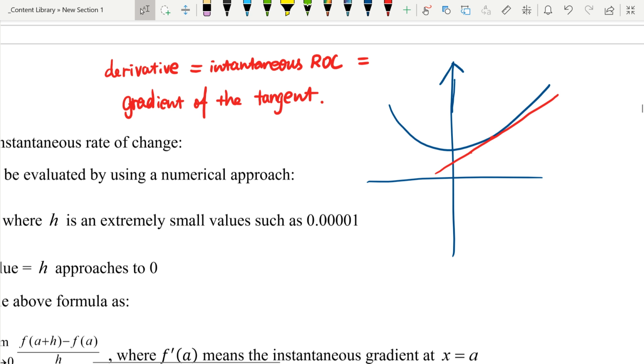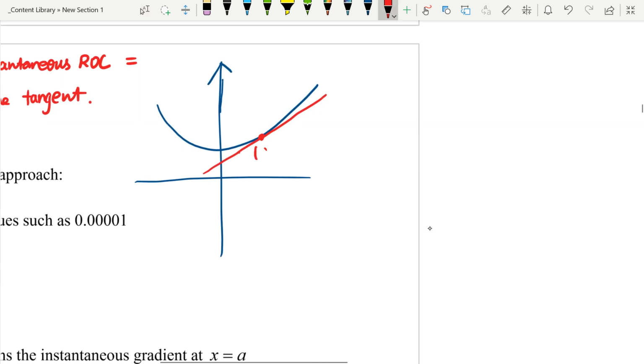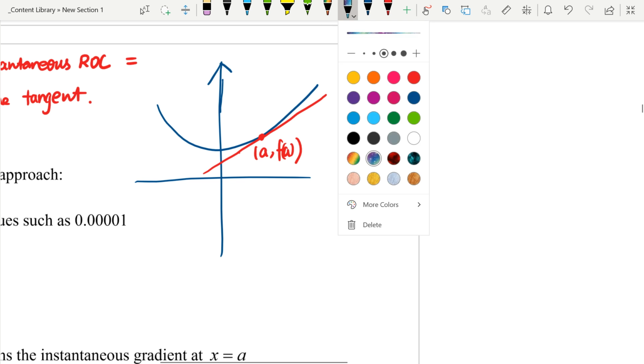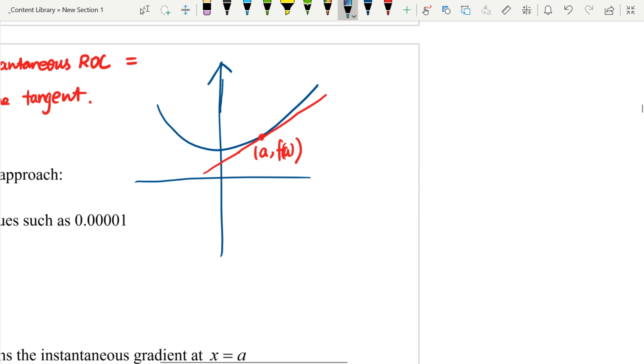If I have the point A, f(a), I want to find the gradient of this red line, but I can't find it directly because there's no other point. So the method I use is to select a point really close to this point A on the original f(x) graph. This pink point will be a plus h, f(a plus h).